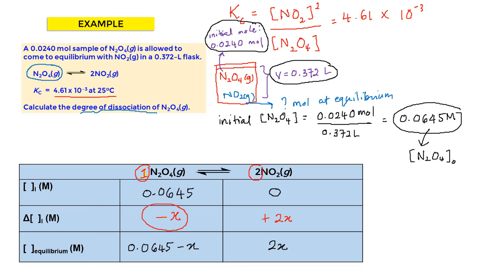Ini adalah change in concentration of N2O4 dan ini adalah initial concentration of N2O4. Okay, initial concentration of N2O4 kita dah ada, tak ada masalah. Tetapi yang masalah kita adalah change in concentration of N2O4 masih lagi dalam sebutan unknown, X. So kita have to solve for X, baru kita boleh kira degree of dissociation itu.